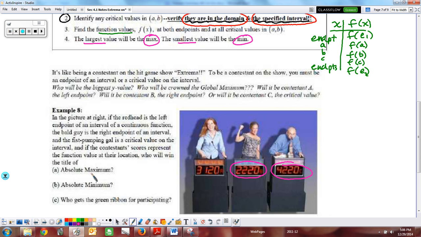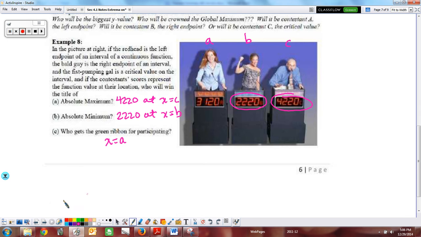So the absolute maximum would be the 40 to 20 located at x equal to c, if I label these as points A, B, and C. The absolute minimum would be 20 to 20 at x equal to b, and the green ribbon for participating is x equal to a, because the 3120 was neither a max nor a min.